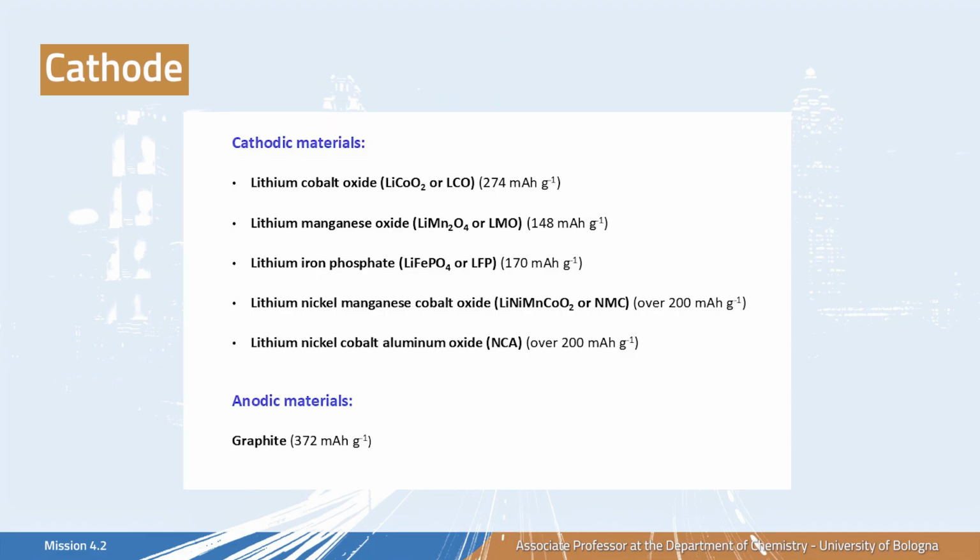The cathode is a vital component of lithium-ion batteries because it represents the primary and active source of lithium ions. Moreover, as graphite represents the choice for the anodic side in commercial applications, the cathode selection actually determines the cell's final characteristics. In this lesson, we'll briefly describe the features of cathodic materials.